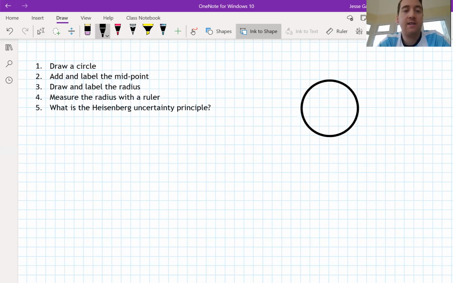Then number 2, add and label the midpoint. This was checking to see, do you understand where the midpoint is? It's here in the middle of the circle. So we find a midpoint in the middle of the circle, and I'm going to label it here in red. This is the midpoint. It then asks you to draw and label a radius.